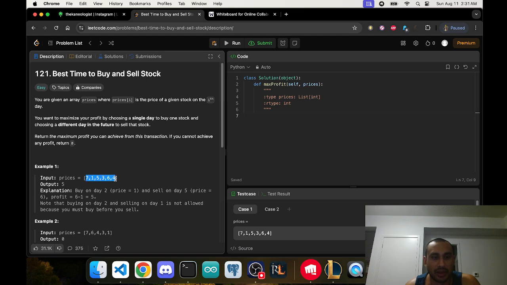So the ith day, whatever this is, is the number of days, and then this is the price of the stock on that day. It's 3, 6. You want to maximize your profit by choosing a single day to buy one stock and choosing a different day in the future to sell that stock. Return the maximum profit you can achieve. If you cannot achieve any profit, return 0.